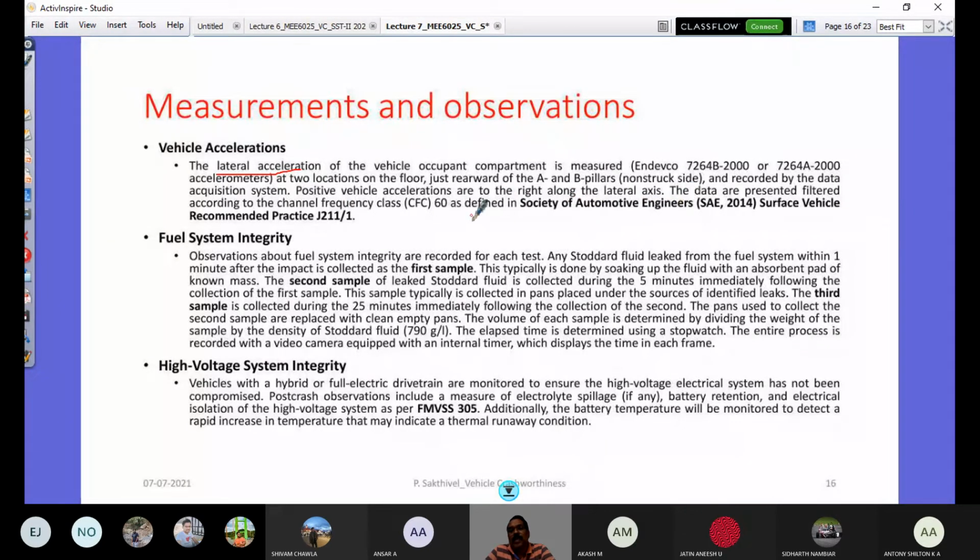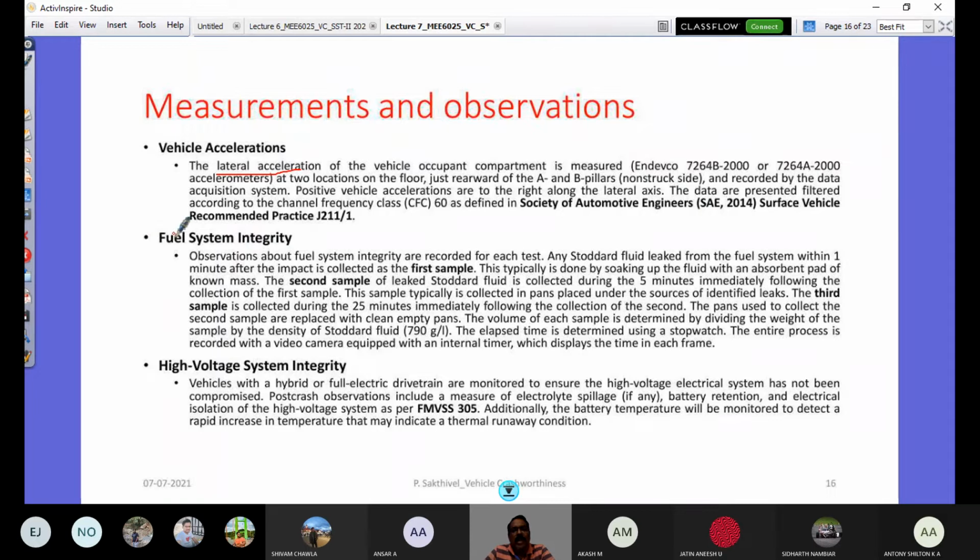So that is the coordinate system that you have to see. Positive lateral direction is to the right. So if your vehicle is stationed like that, on your right side is the positive direction. So that means it is this coordinate system, right? Then, fuel system integrity.